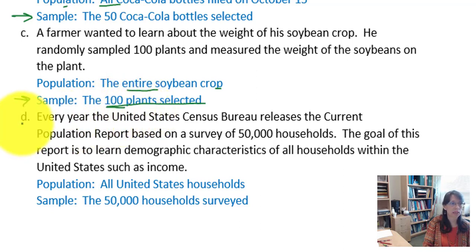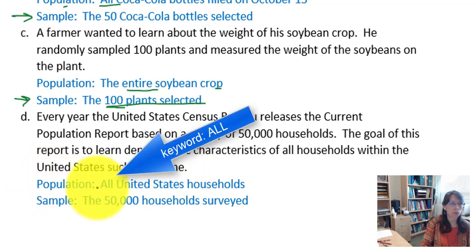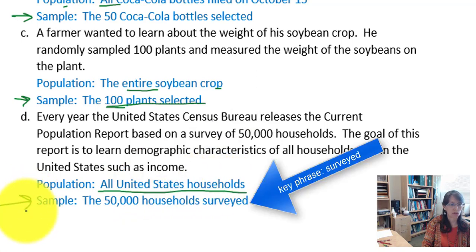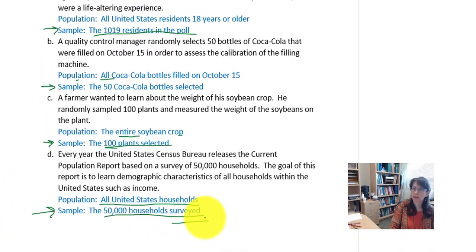And finally, part D. Every year, the United States Census Bureau releases the current population report based on a survey of 50,000 households. The goal of this report is to learn demographic characteristics of all households within the United States, such as income. So the population of interest here would be all United States households, while more specifically, the sample involves just the 50,000 households that were surveyed.